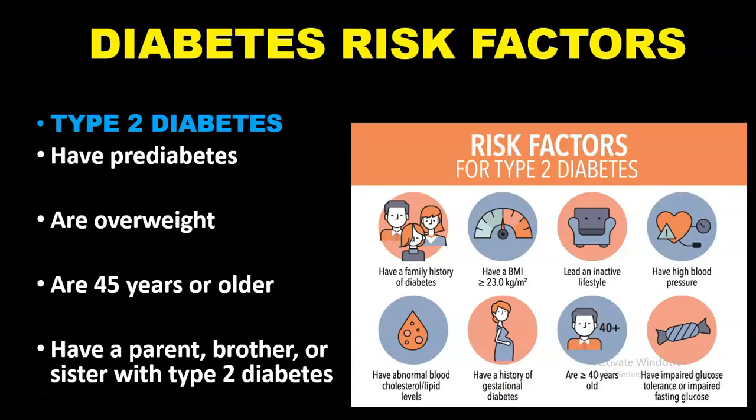So let's look at risk factors for type 2 diabetes. You are at risk for type 2 diabetes if you have prediabetes, if you are overweight, if you are 45 years or older, if you have a parent, brother, or sister with type 2 diabetes, that's family history.